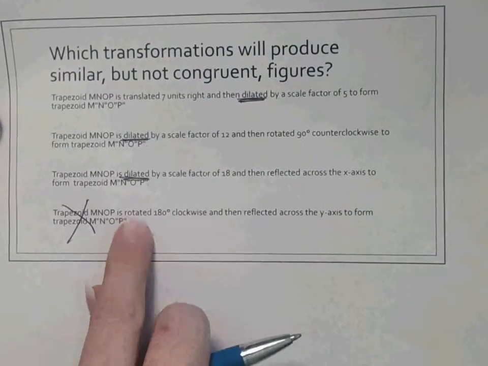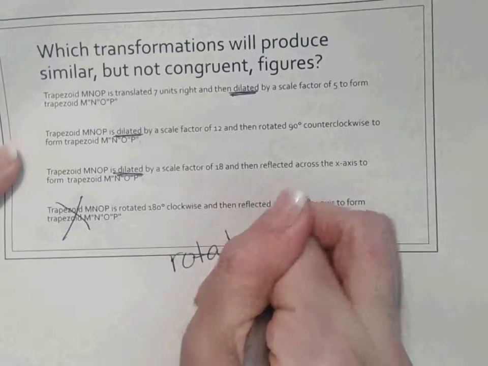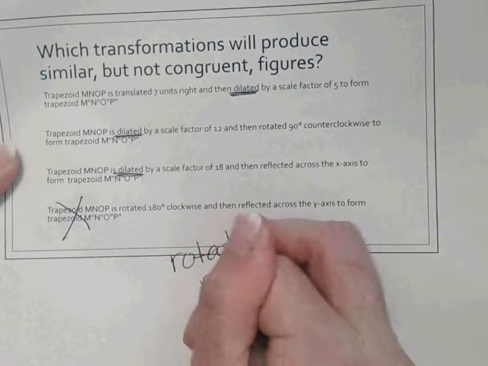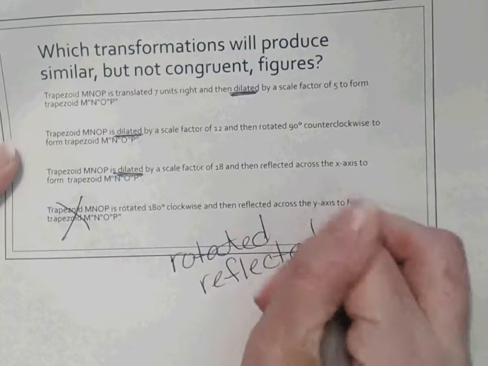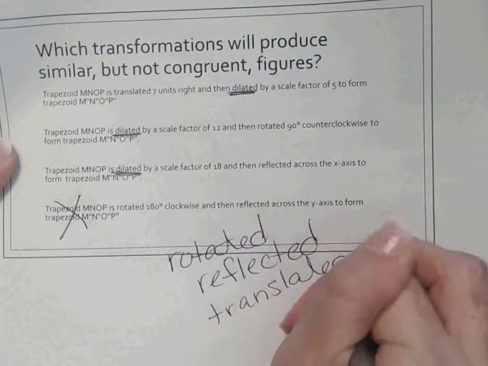If it asked for congruent, it would have to be one that only rotated, reflected, or translated. Those are the rigid transformations, which means that they stay the same shape.